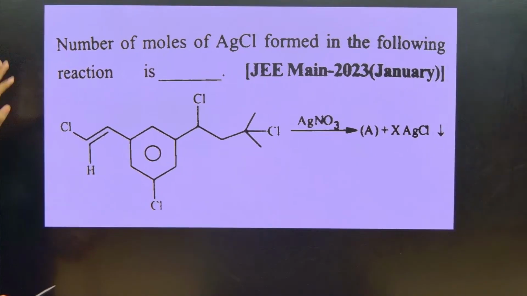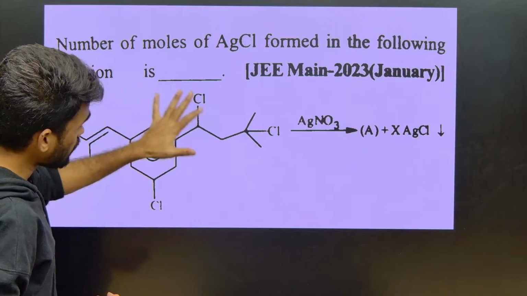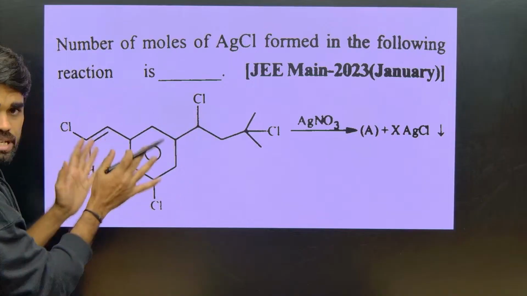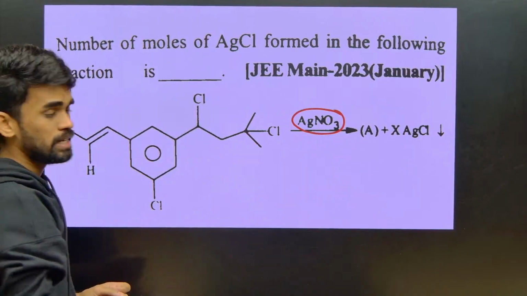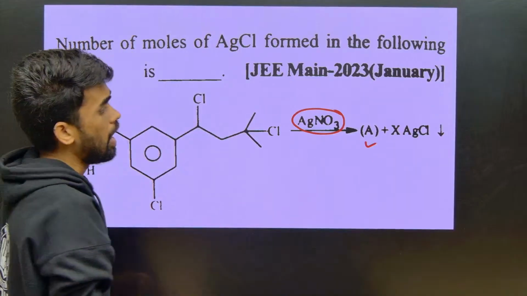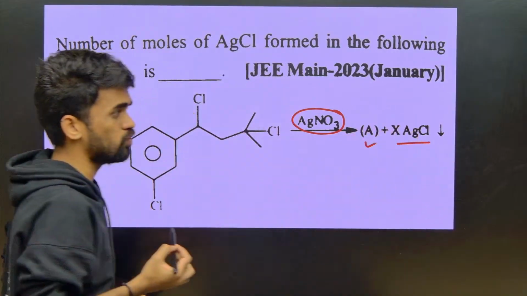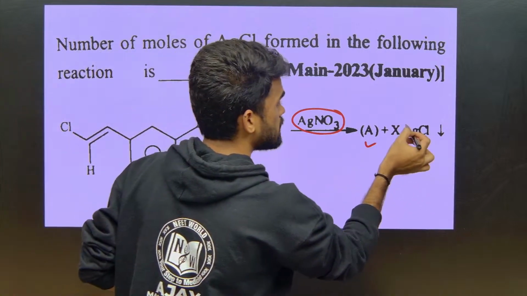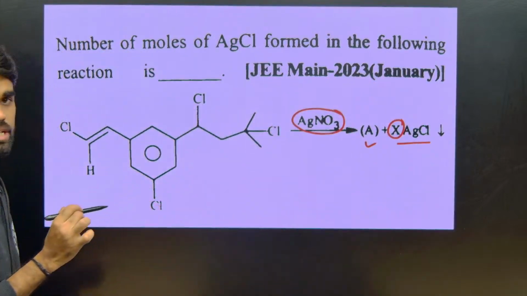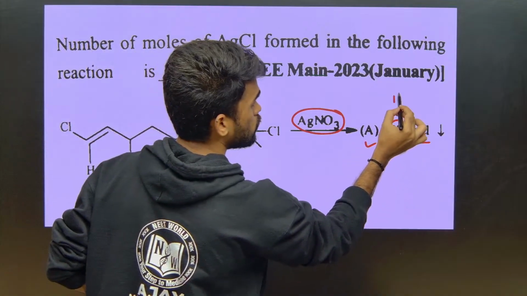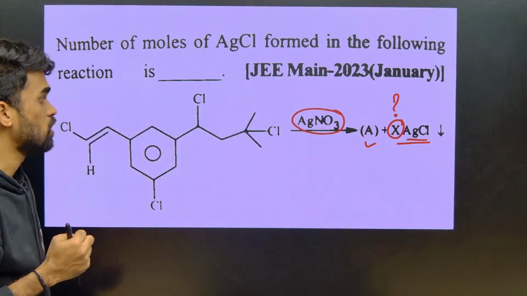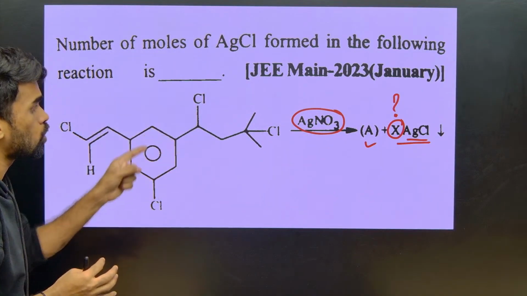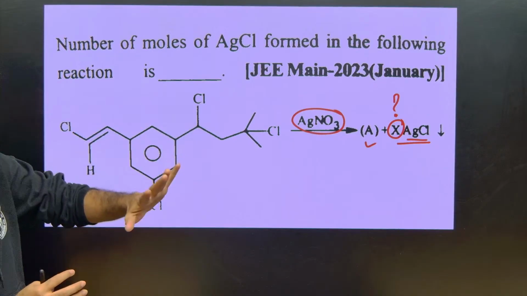Number of moles of AgCl formed in the following reaction is. So now we have a halogenated compound here, the substrate. We need to treat this with AgNO3 so that we get a product A, and along with that AgCl precipitate is also formed. Now, how many moles of AgCl precipitate are formed? That is our question here. You need to give the answer: how many moles of AgCl are formed. It means you need to identify how many reactive chlorines are there in this substrate.